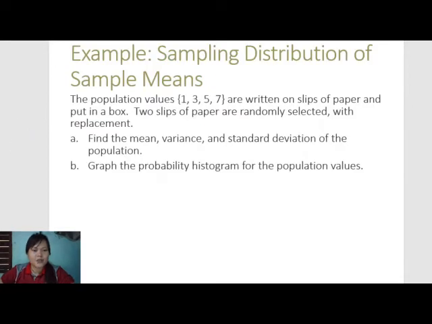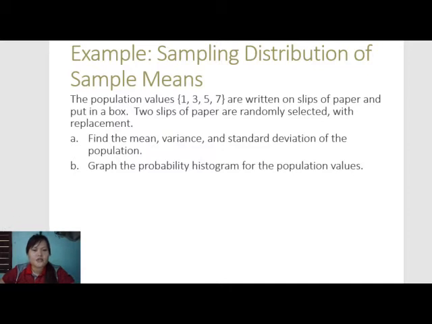Let's try on this problem. So we have the population values of 1, 3, 5, 7 written on slips of paper and put in the box. So 2 slips of paper are randomly selected with replacement. Okay, so find the mean, variance, and standard deviation of the population, and graph the probability histogram for the population values.